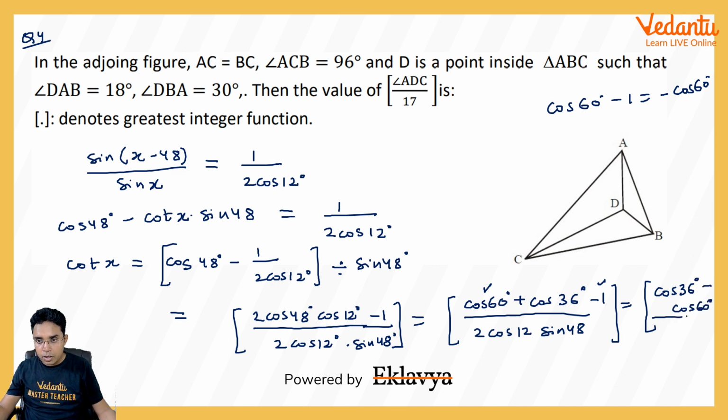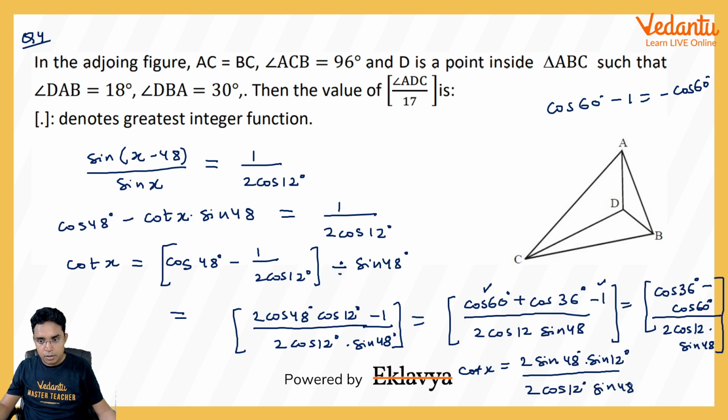Okay, and again using the formula of cos C minus cos D. So this cot x here would be equal to 2 sine (C plus D) by 2, that is 48, into sine (D minus C) by 2, that is I think sine 12, upon here it is 2 cos 12 into sine 48. So the sine 48 gets cancelled, 2 gets cancelled, and this becomes tan 12, which I can write also as cot 78.